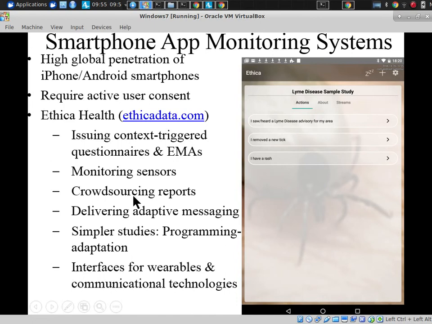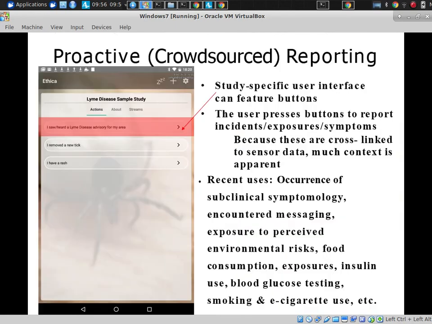You can also monitor sensors, and you can elicit reports from individuals who might want to report something like, I saw a Lyme disease advisory, I encountered this, or I removed a tick, or I have a rash. They might report information of interest to the authorities running the program or study of interest. It can deliver adaptive messaging over time as needs change. You can use it as a channel for putting out information to these sentinels. And for simpler studies, it's programming free. This is not something that requires new programming for every study. And it has interfaces for wearables.